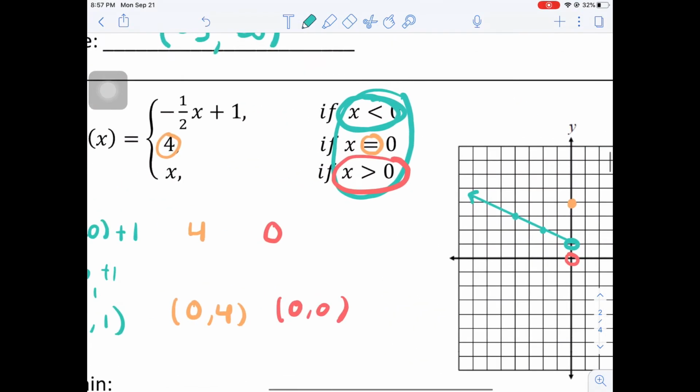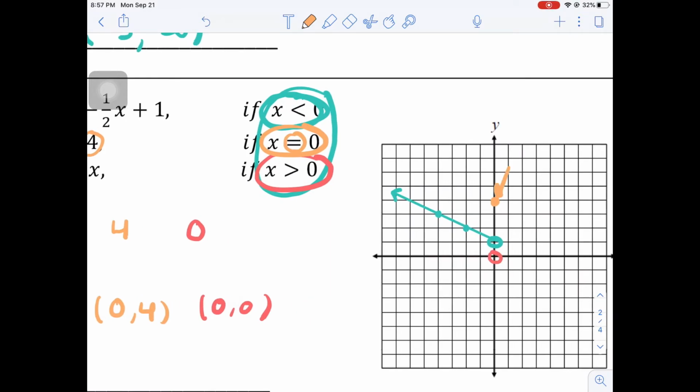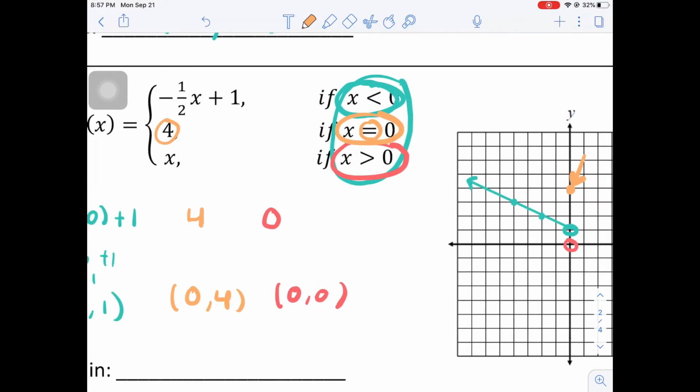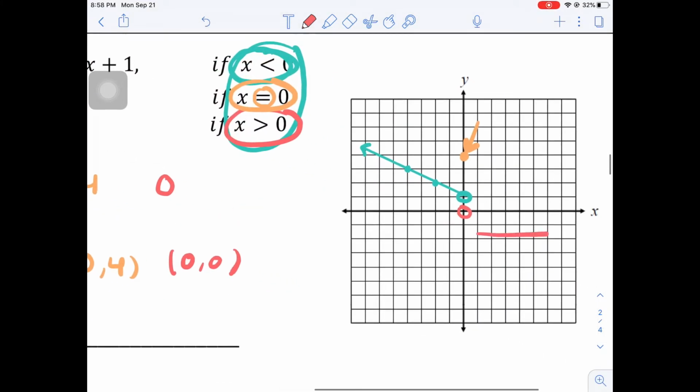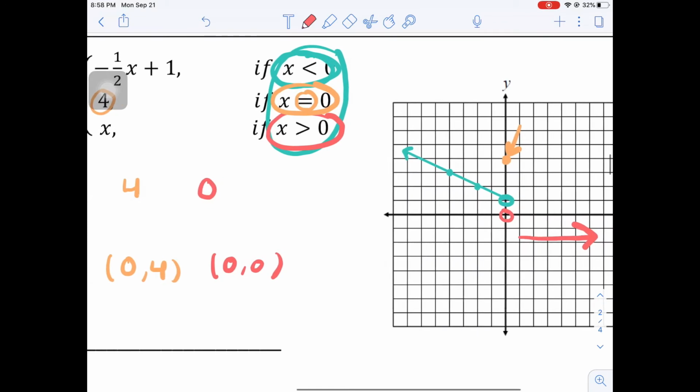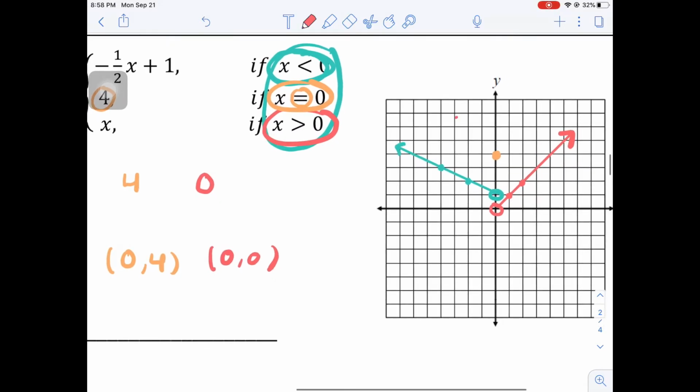This next one, the only thing that it has is a point when x equals 0, which we already have, so we don't need to do anything with the middle. And then the last one is for all x is greater than 0, so this is to the right here, and that's going to have a slope of 1, so right 1, up 1, right 1, up 1, and then we draw this graph. Should follow that line straight up, okay? So in this case, we have 3 different parts. We have a part going left, we have a singular point, and then we have a part going right.